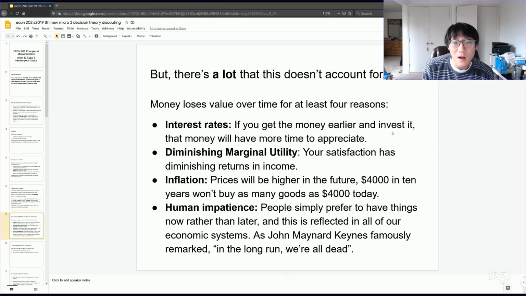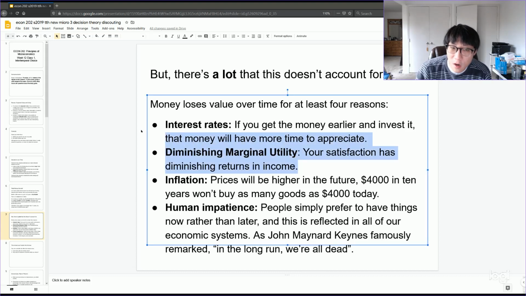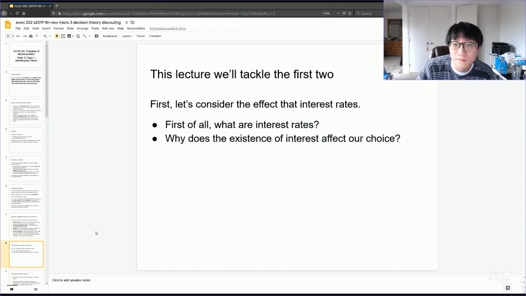Now, we're not going to consider all of these explanations in the lecture, but we are going to consider the first two. We're going to pay attention to these first two, interest rates and diminishing marginal utility. And you'll see how these two factors potentially tip the math or change the math, so we might reach a different conclusion.